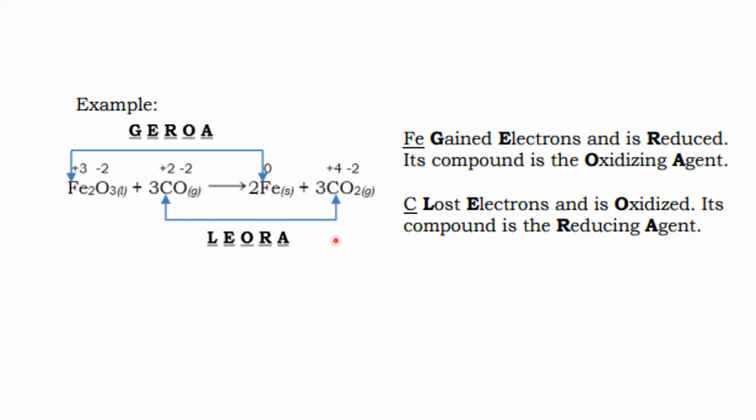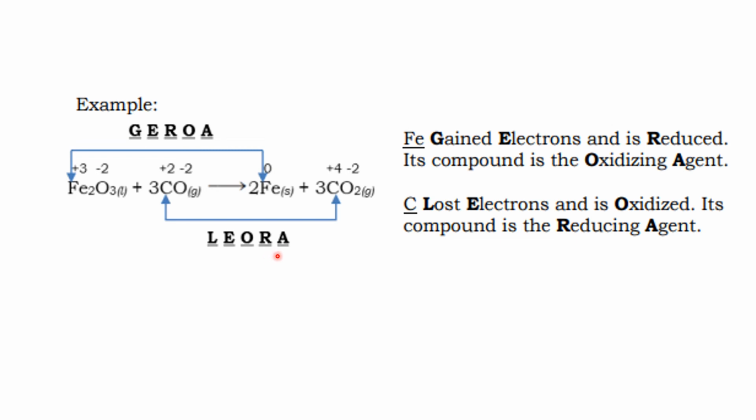So you just remember the acronyms GEROA, which means gain of electrons results to reduction. That substance that carries the reduced atom is the oxidizing agent. LEORA means loss of electrons results to oxidation. That substance that carries the atom that is oxidized is the reducing agent.